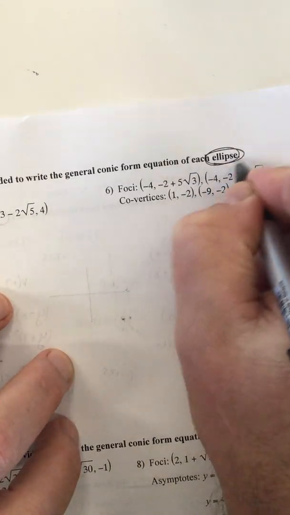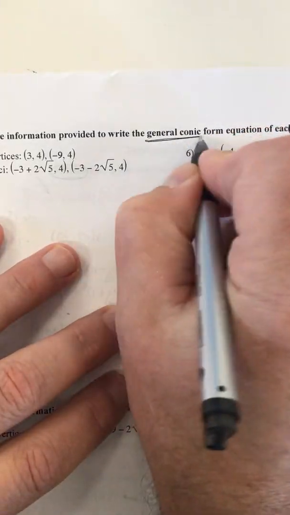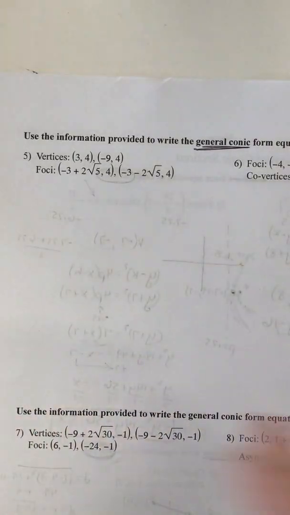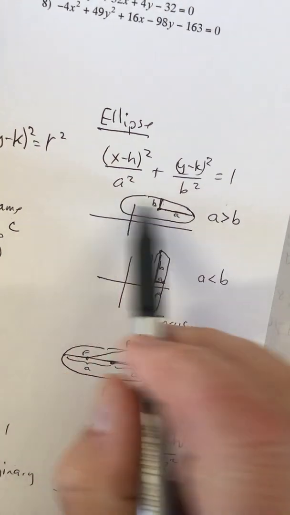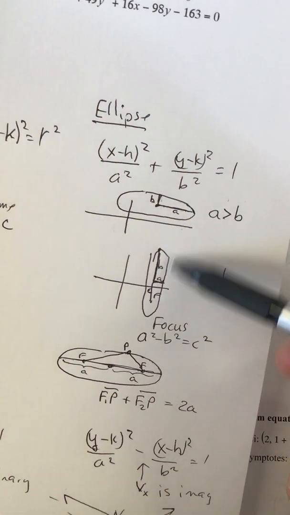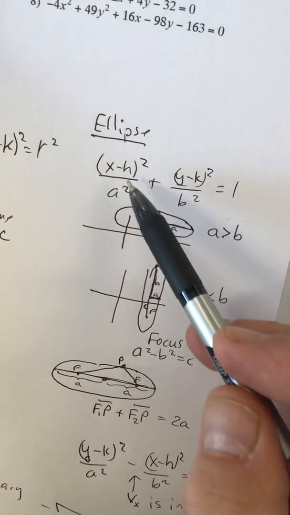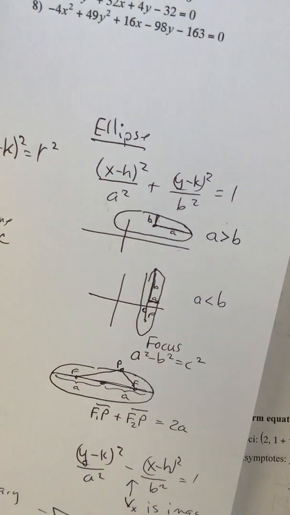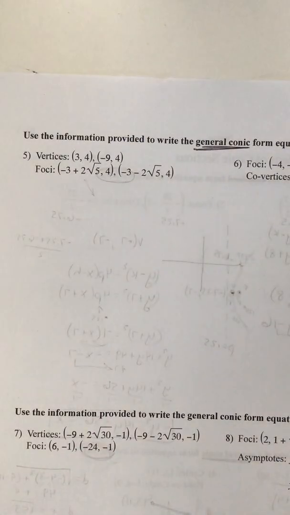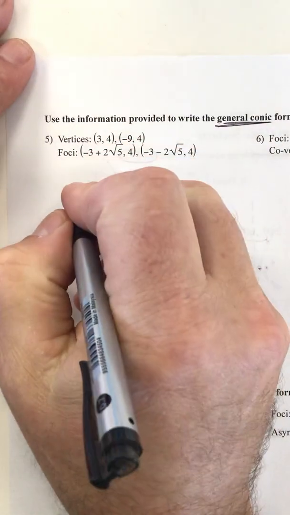Okay, now let's take a look at number 5, and now we're dealing with ellipses. And we want the general conic equation. Well, let's check out our ellipse formula. It's either going a long way this way or a long way up and down. It's going to have a long radius and a short radius, and we still have the center, and it's all going to equal 1.